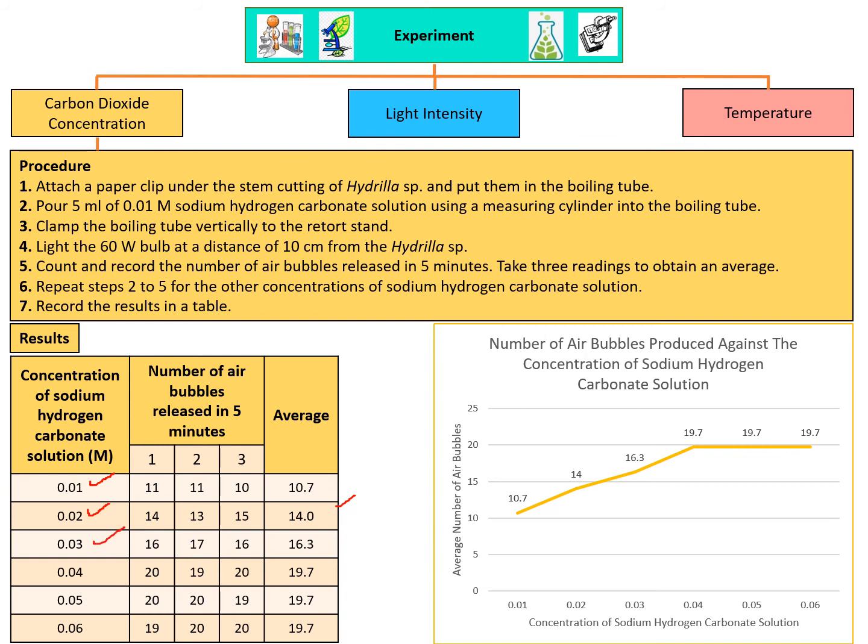At 0.03, 16.3 average reading. At 0.04, it is 19.7. When 0.05 remains the same, and 0.06 also remains the same, the average reading of bubbles released in 5 minutes. So this is the graph. It's constant here, starting from 0.04.